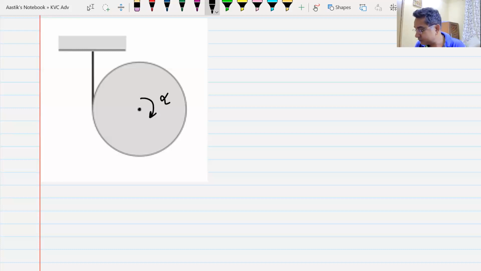Sir, mg is acting downwards and tension is acting upwards. First of all, about which point is it actually going to rotate? The cylinder is wound with a rope. The rope is there and I leave it. About which point will it rotate? Point of contact, sir.